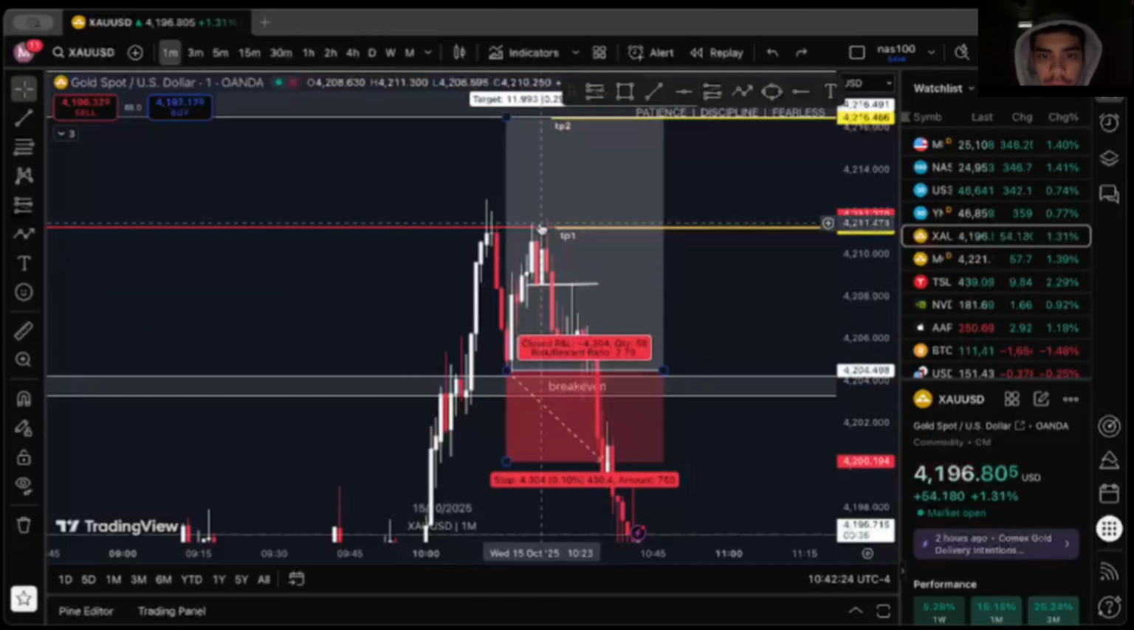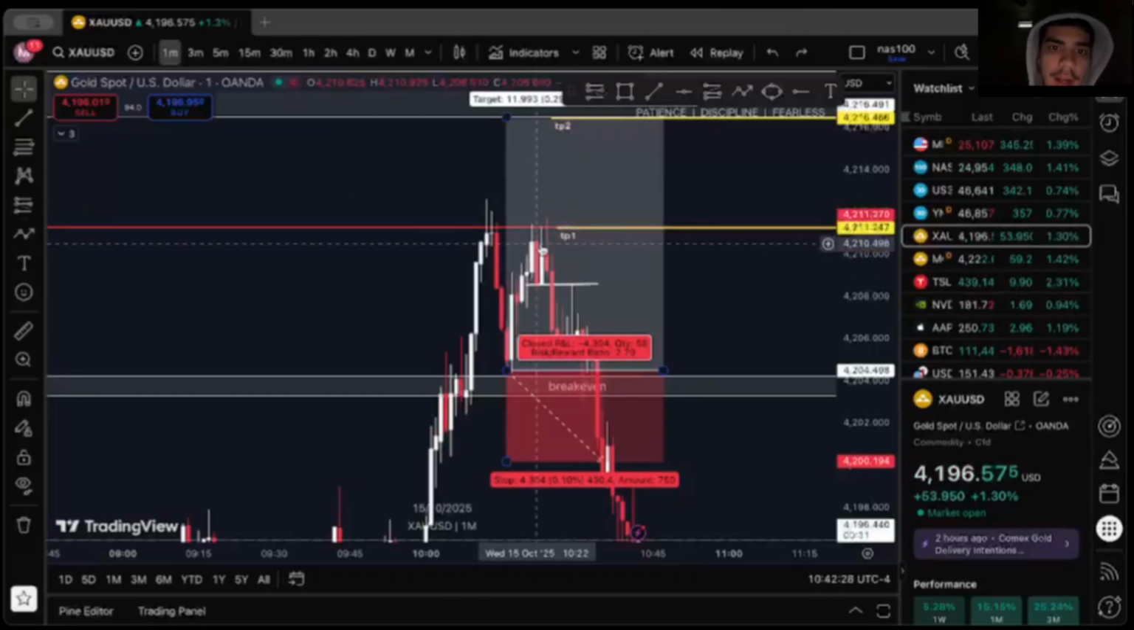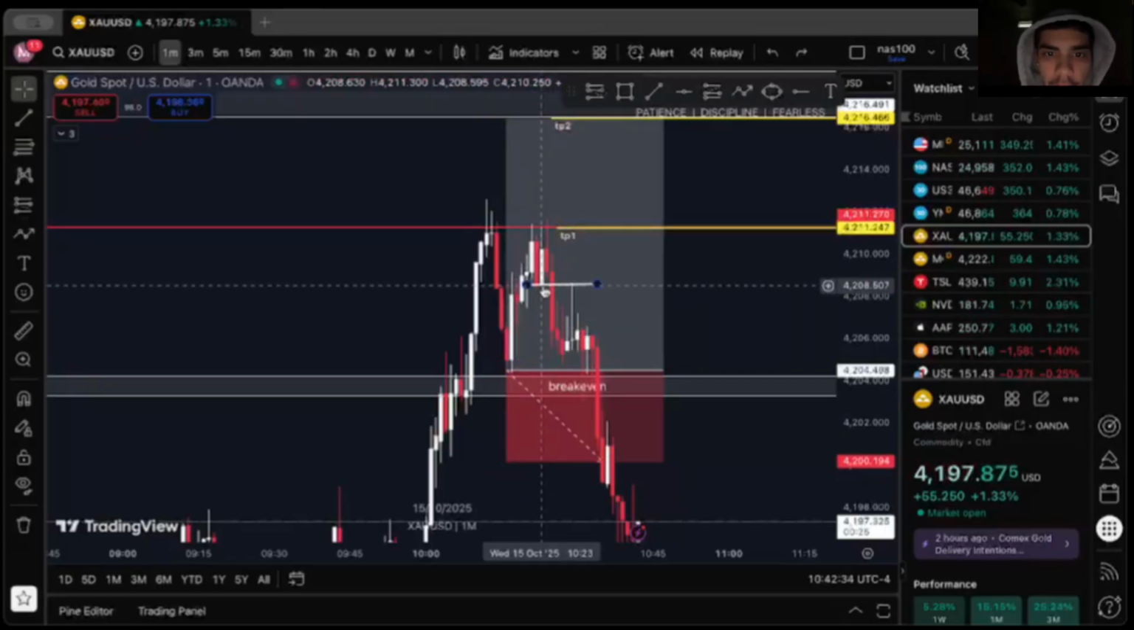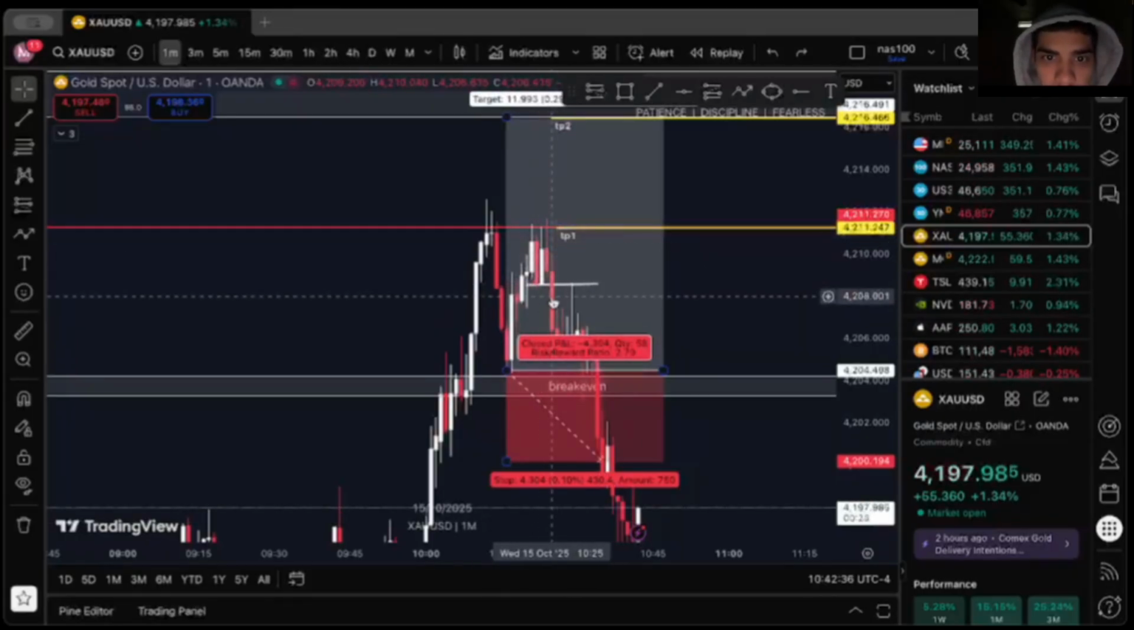I shaved off partials. I shaved off half of my position. And so now I've already secured a little bit of profit. Trade is break even, completely fine. When we came down here, we had a little bit of a pullback, came back to TP1 a couple of times.